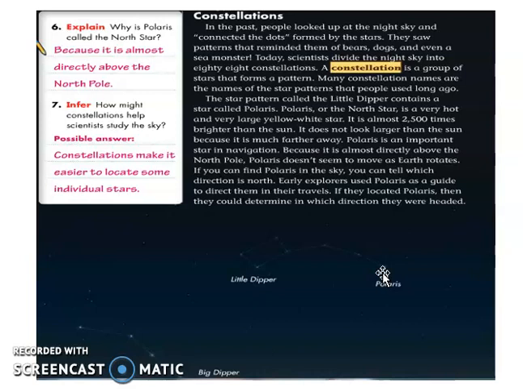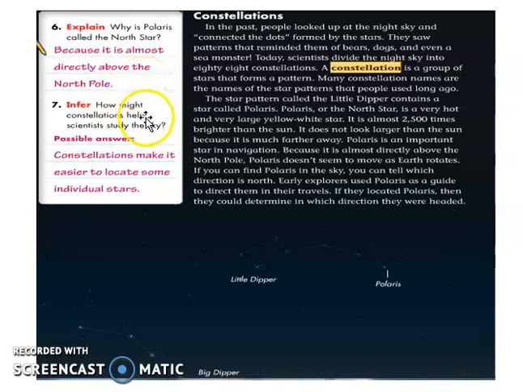It's big. But why can we still see it? Because since they are big and they give an enormous amount of light, we can still see the star even if we are far away. Okay. Number 6. Why is Polaris called the North Star? Because it is almost directly above the North Pole.